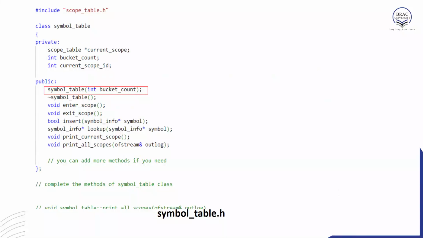Next, in your symbol table header file, you will implement the list of scope tables. The class should have a pointer of scope table type which indicates the current scope table. This class should contain the following functionality. The first one is designing the constructor of the class. Secondly, the enter scope method. Here, you will have to create a new scope table and make it the current one. Also, make the previous current table its parent scope table.